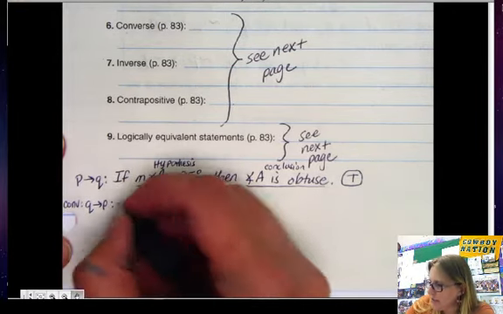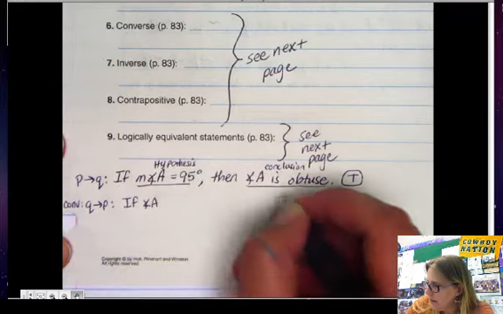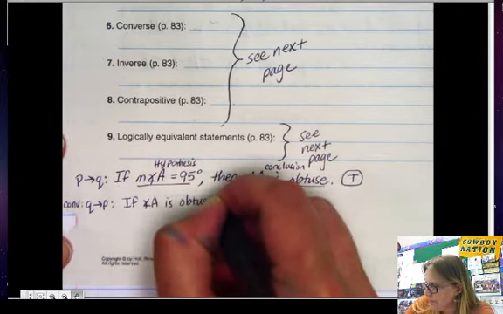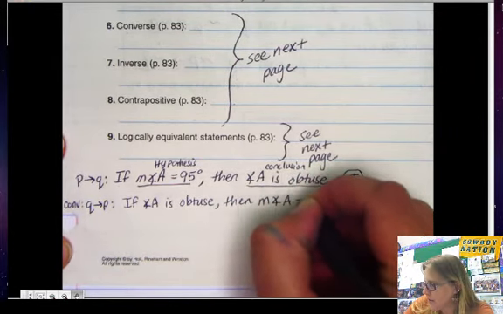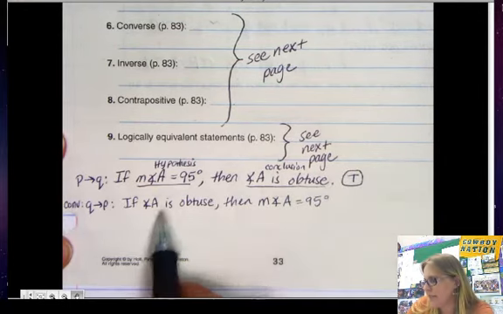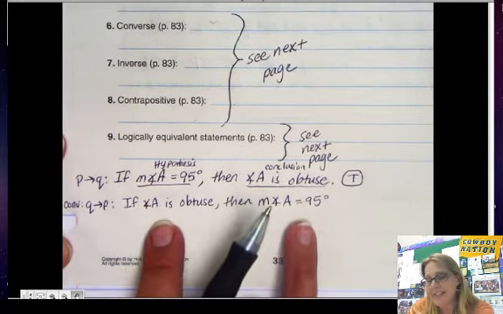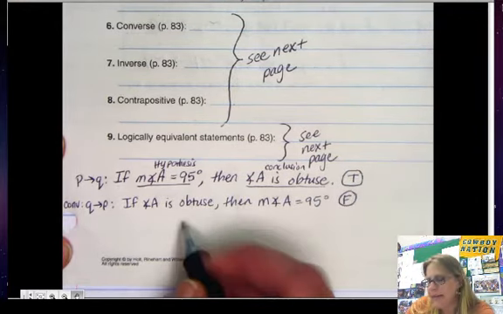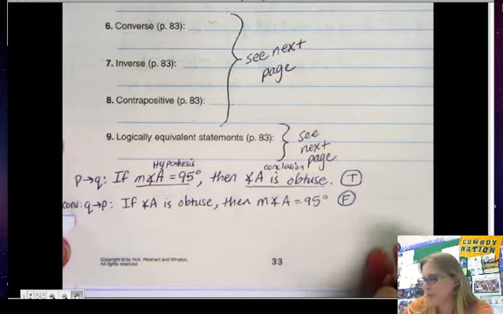So that's going to be: if angle A is obtuse, then measure of angle A equals 95 degrees. You'll see what I did is I just flip-flopped these two. That is false. Why is it false? Well, if it's obtuse, does it always have to be exactly 95 degrees? No. Let's think of a counterexample.